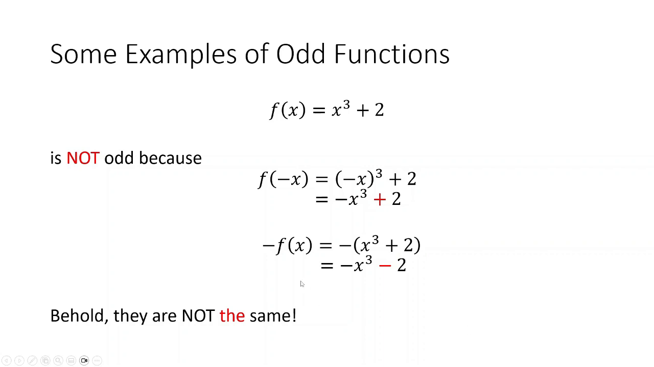However, that is different than what you get if you apply a minus sign to the entire function on the outside. Here I get negative x cubed minus 2. So there's a mismatch in this sign in the back, and these two expressions are not exactly the same. And because they're not exactly the same, this function would not be called odd.